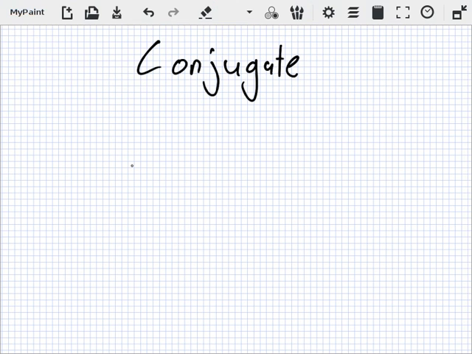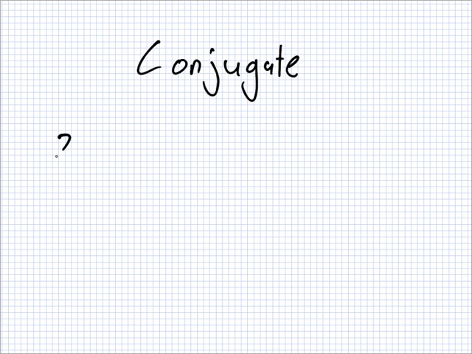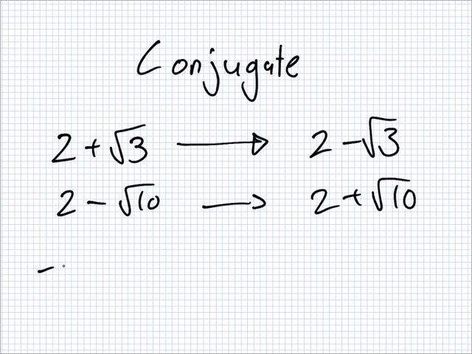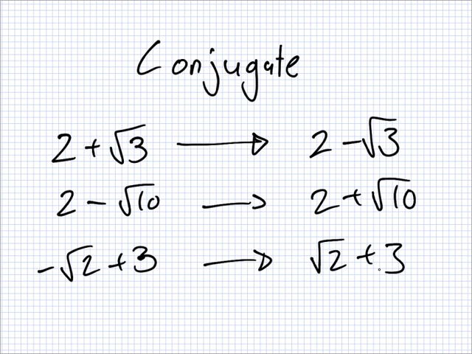Before that even, if I have 2 plus root 3, its conjugate is 2 minus root 3. Or if I had 2 minus root 10, its conjugate would be 2 plus root 10. Minus root 2 plus 3, what's its conjugate? Plus root 2 plus 3. What's the rule that I'm using here to get the conjugate? I'm changing the sign on the root. That's what the rule is.